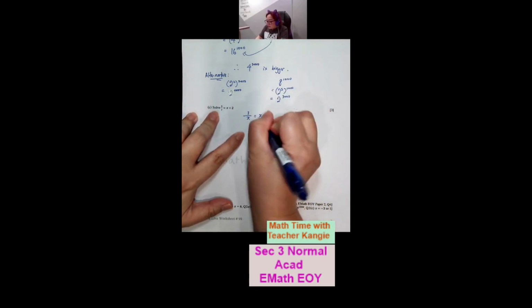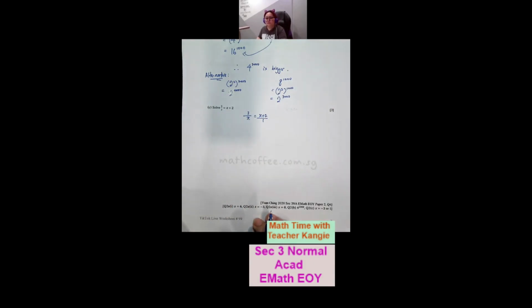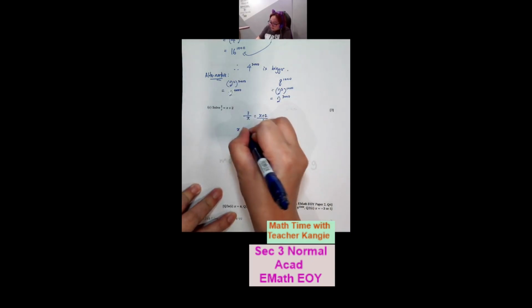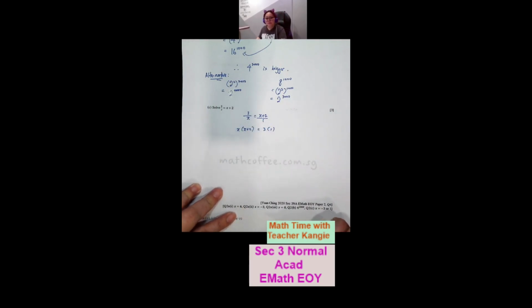Okay, so now what you need to do is, actually the trick is put over 1. Then after that, cross multiply. So in this case, when I cross multiply, I put x multiplied by x plus 2 equals to 3 multiplied by 1. You cross multiply when it's a single fraction on both sides.